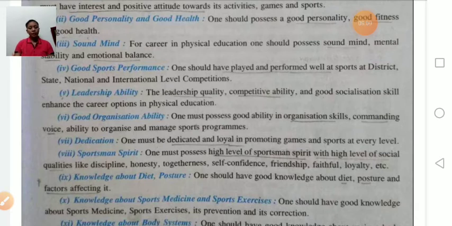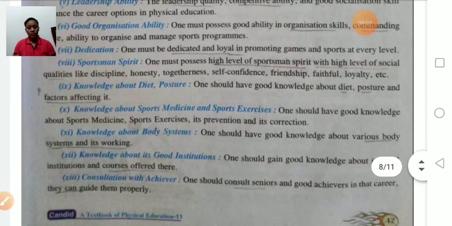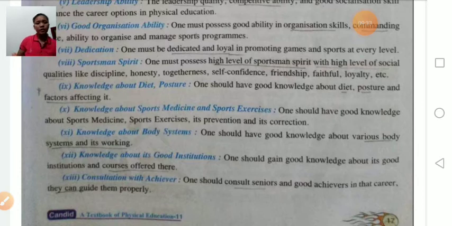Knowledge about diet and posture. One should have good knowledge about diet, postures, and the factors affecting them, so that you can give knowledge about diet and correct the posture of your team. If you are doing any physical activities, what are the factors affecting it, etc. You should have proper knowledge about the activity, its effect, balanced diet, good postures, etc.